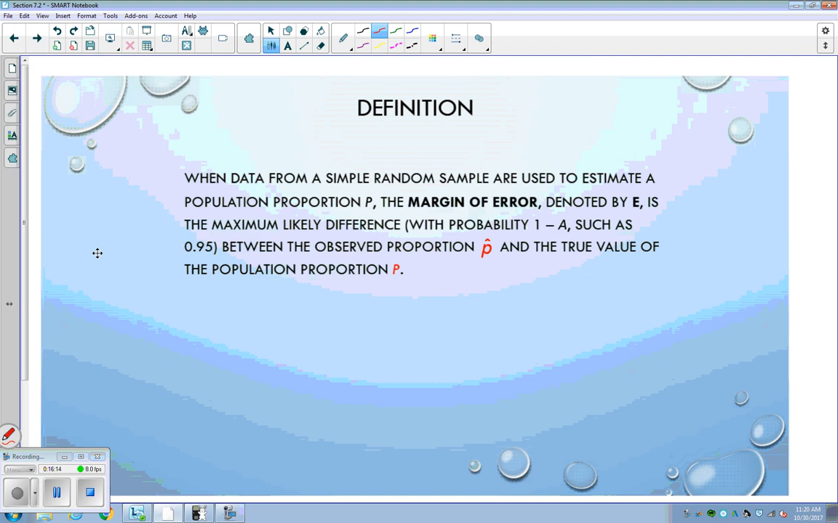So, we want to talk about this thing called margin of error.